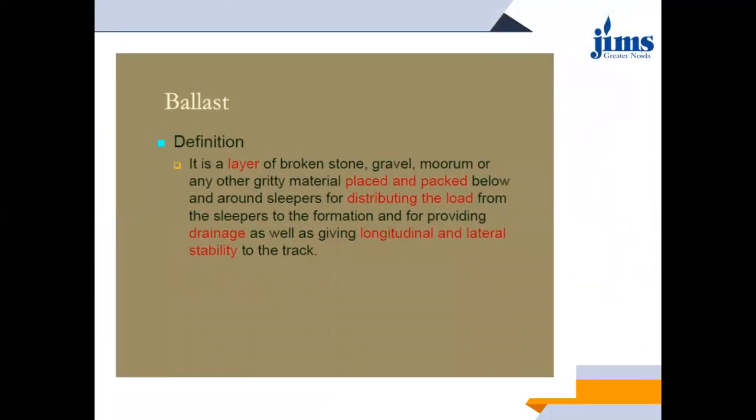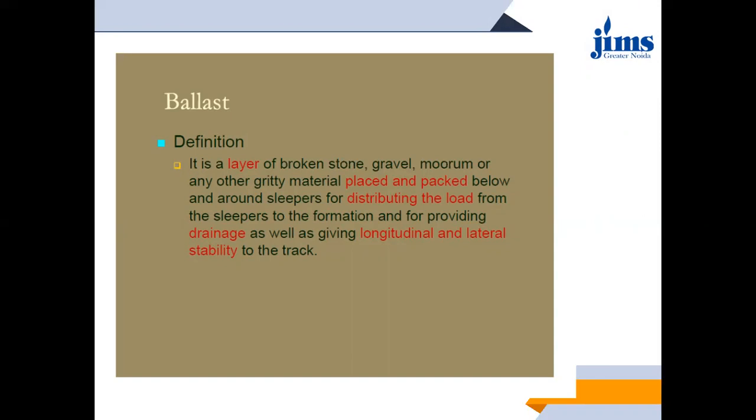So as you all have seen, ballast lies on the railway track. Basically it is the layer of broken stone or gravel or muram or any other gritty material which is placed and packed below and also around the sleeper for distributing the load. Now, where does this load distribution take place?